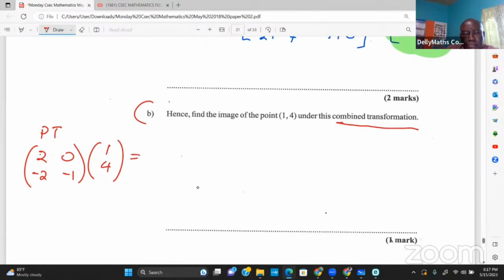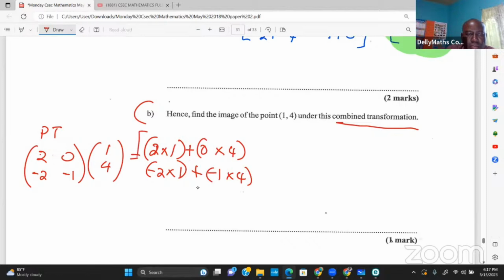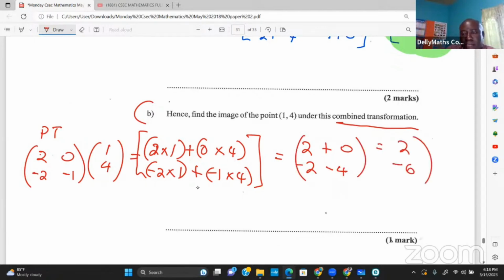Carry out this multiplication, right? So it's going to be the regular row by column. What are we doing? 2 times 1 plus 0 times 4. Then -2 times 1 plus negative 1 times 4. What are we looking at? 2 plus 0, negative 2, negative 4. Finally, what do we have? 2, negative 6.